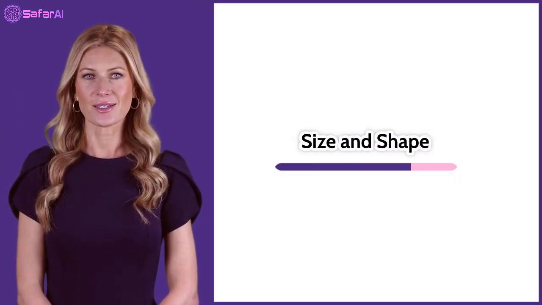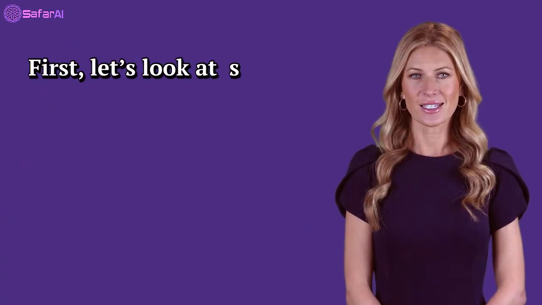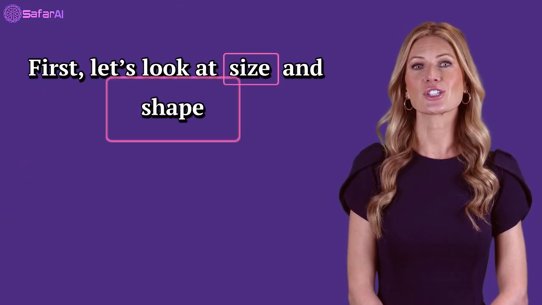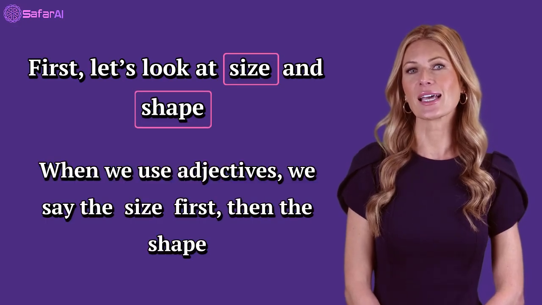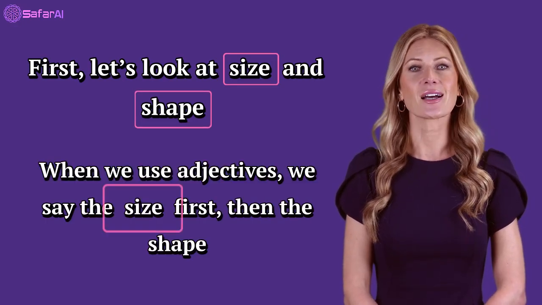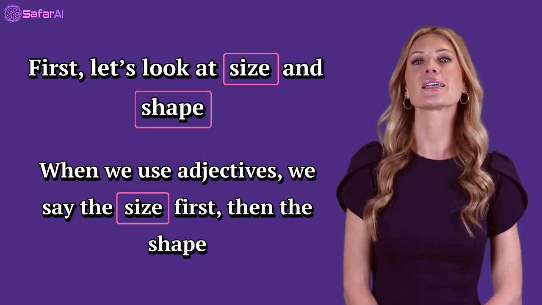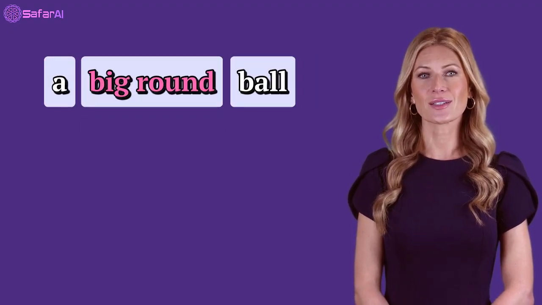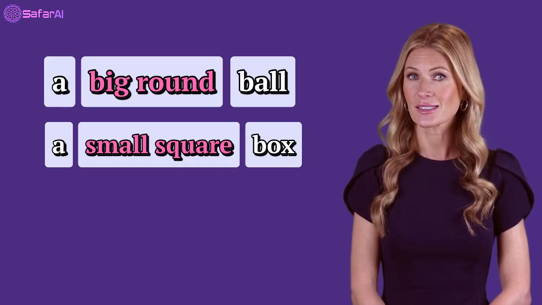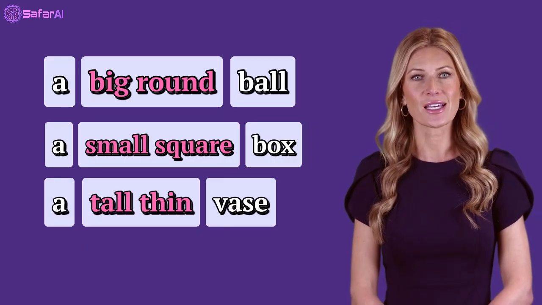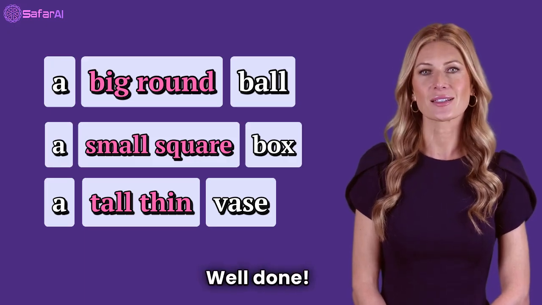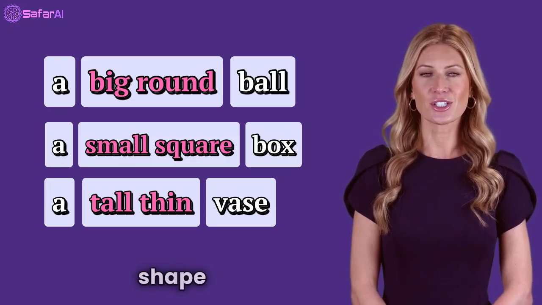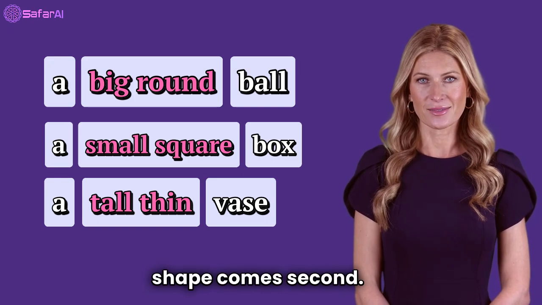Size and shape. First, let's look at size and shape. When we use adjectives, we say the size first, then the shape. Examples: a big round ball, a small square box, a tall thin vase. Well done. Size comes first, shape comes second.